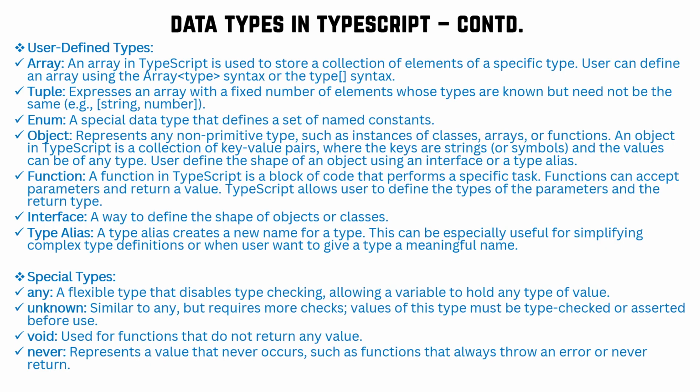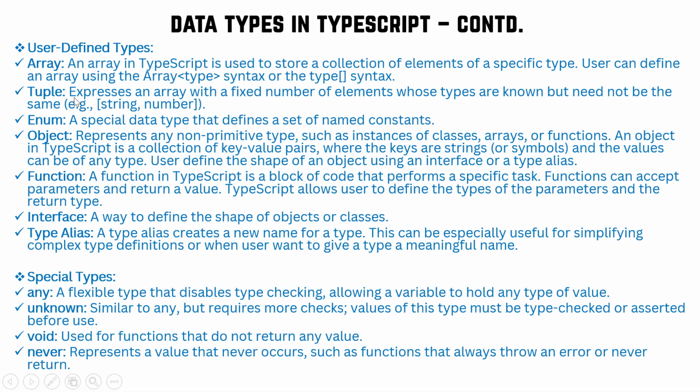Then user-defined types will be covered in later sessions: array, tuple, enum, object, functions, interface, and type alias. An array is a sequence of elements you want to store. An array in TypeScript is used to store a collection of elements of a specific type. It should definitely be a specific type, either string, number, or boolean. It cannot have multiple types at the same time.